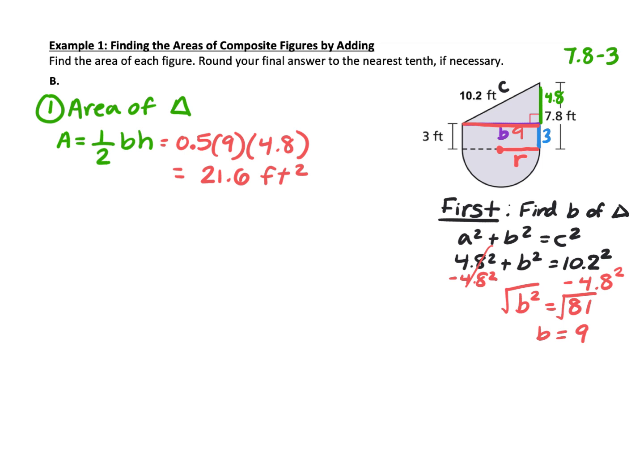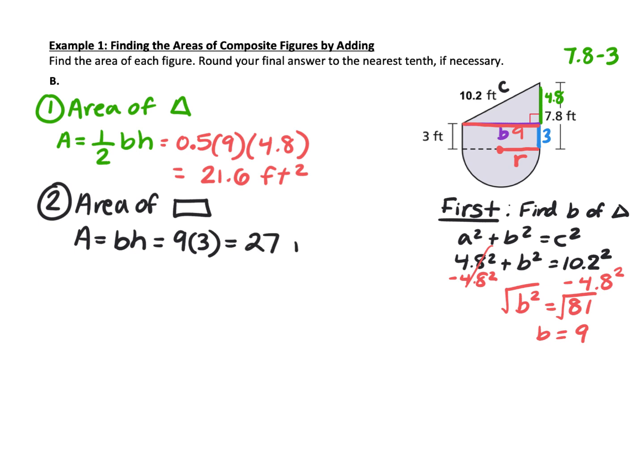Let's move on to the area of the rectangle in the middle of our composite figure. All right, the area of a rectangle is just base times height, and the base of the rectangle is the same as the base of the triangle, 9, and the height is 3. So 9 times 3 makes 27 square feet.